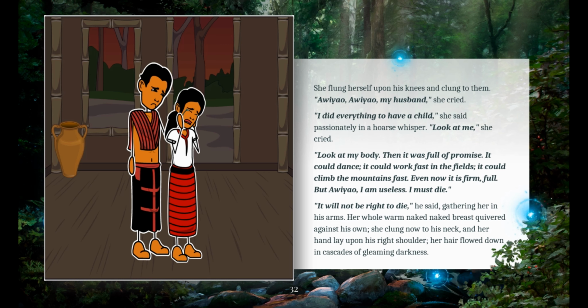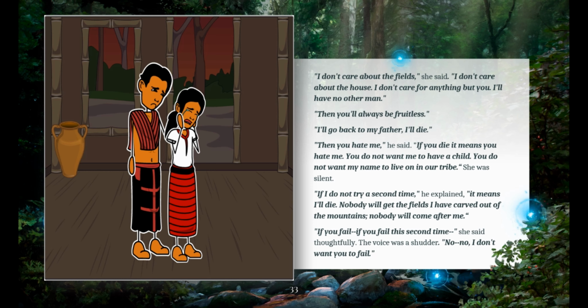It will not be right to die, he said, gathering her in his arms. Her whole warm, naked breast quivered against his own. She clung now to his neck, and her hand lay upon his right shoulder. Her hair flowed down in cascades of gleaming darkness. I don't care about the fields, she said. I don't care about the house. I no care for anything but you. I'll have no other man. And you'll always be fruitless. I'll go back to my father. I'll die. Then you hate me, he said.